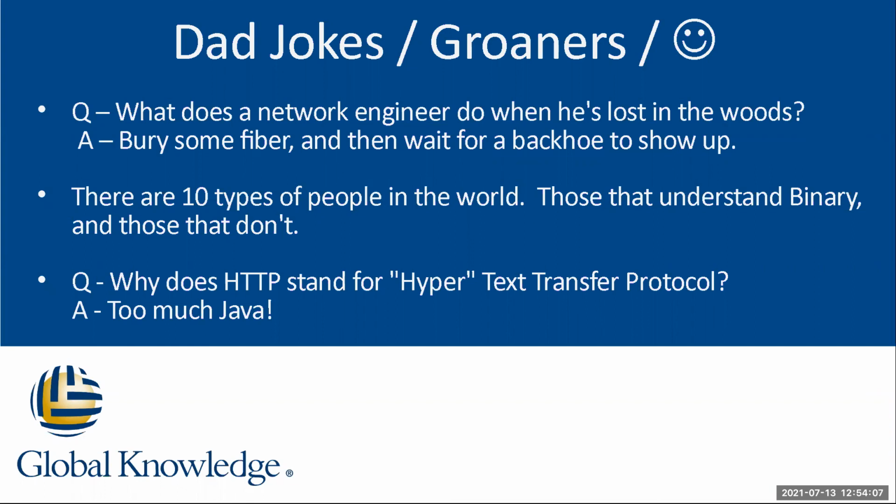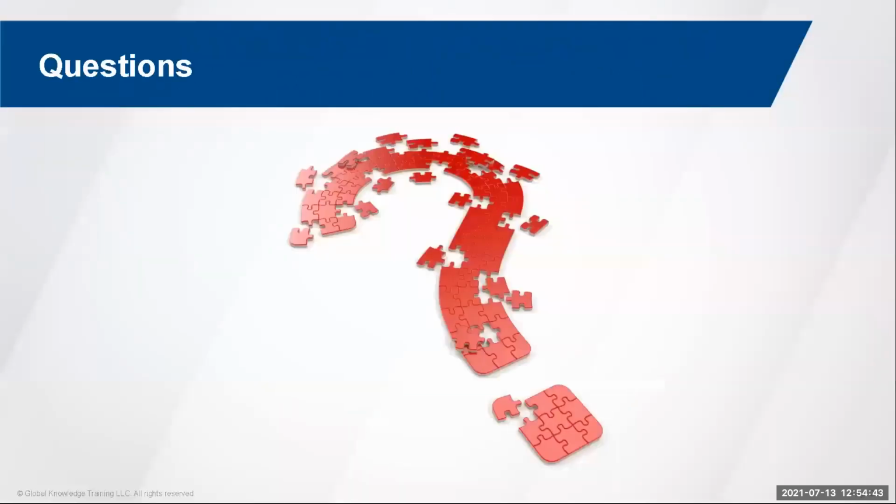Now, the next one doesn't lend itself very well to someone saying it out loud, because there are 10 types of people in the world, those that understand binary and those that do not. That is equivalent to 10 being 2 in binary. Why does HTTP stand for Hypertext Transfer Protocol? Because it had too much coffee, Java. Okay, that's not true. And these were known as Groaner jokes.